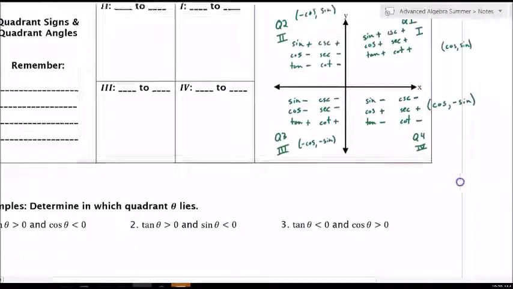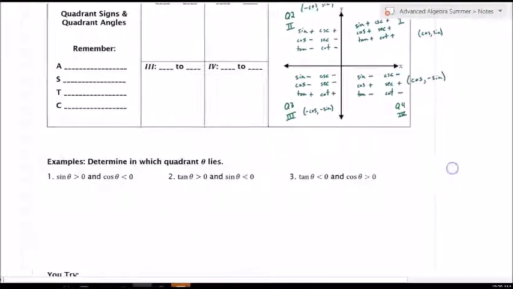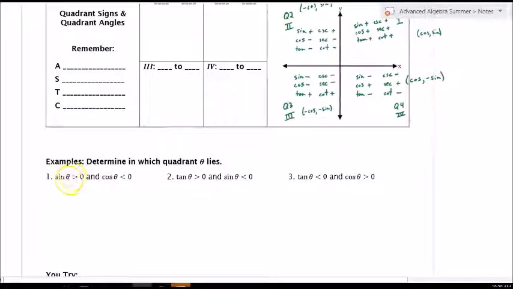Now, using that diagram, we're going to answer these questions. So, first, sine is greater than 0. That means it's positive. Cosine is less than 0. It's negative. Tangent greater than 0 means positive. Sine less than 0, negative. Tangent less than 0 is negative. Cosine greater than 0, that means positive. So we're going to answer each of these questions individually.